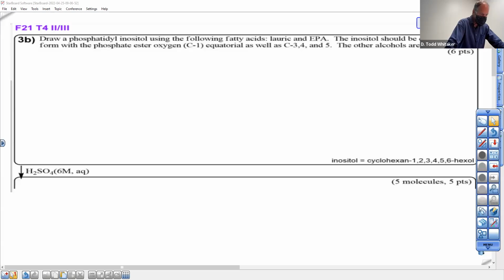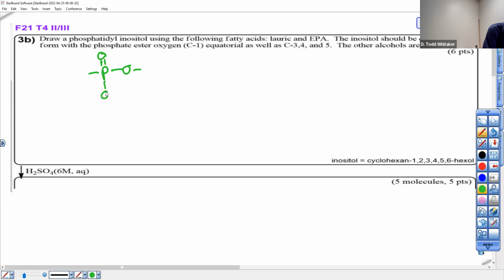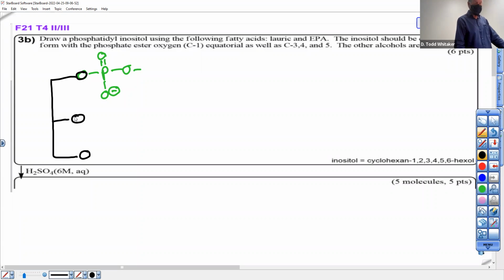We're continuing our review. This is a chapter 26 item where we're supposed to draw a phosphatidylinositol. Hey, if you're supposed to draw a phosphatidyl anything, you're always going to draw the phosphate ester like this, attached to carbon number 1 of glycerol. Here's glycerol, the glycerol backbone. We're putting an inositol on there.